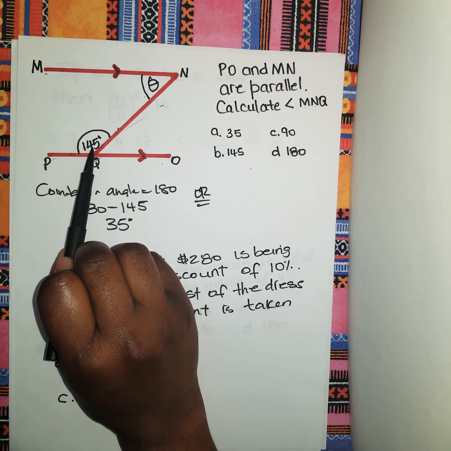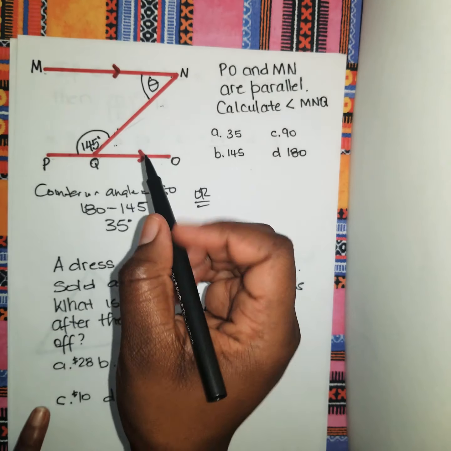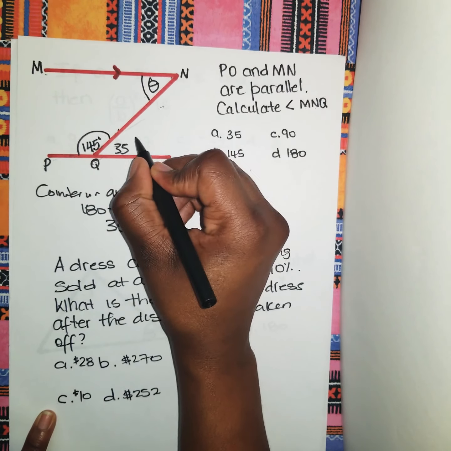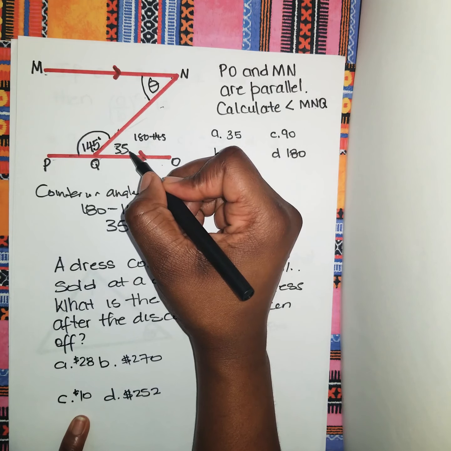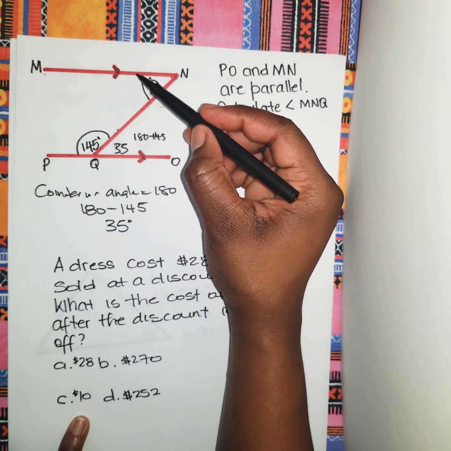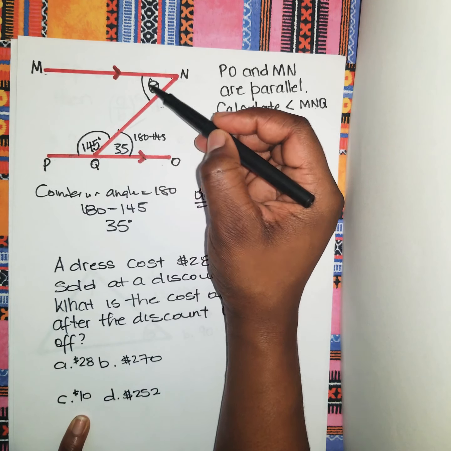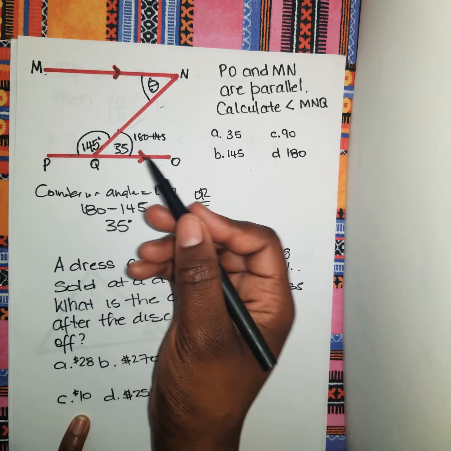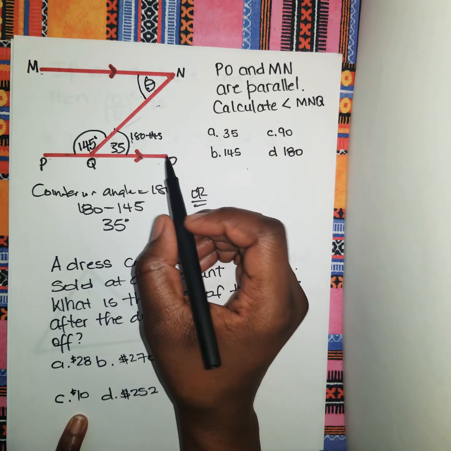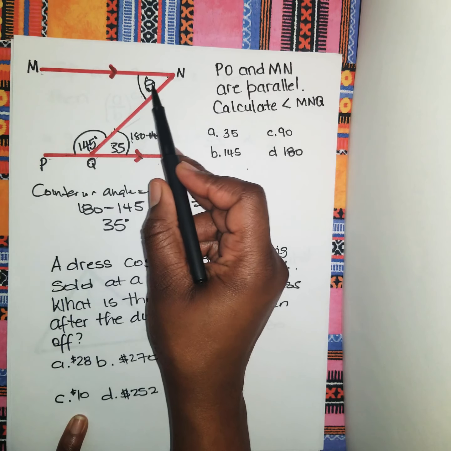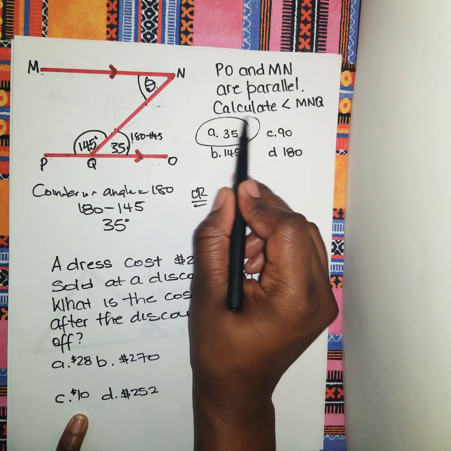So if this angle here is 145, the angle on this side is going to be 35. That's basically 180 subtract 145. So this angle will be 35. And we know that if this angle here is 35, this angle is also 35, because alternate angles are equal. The alternate angles here would be this angle and this angle. So the answer is 35. All right, I hope you understand that one.